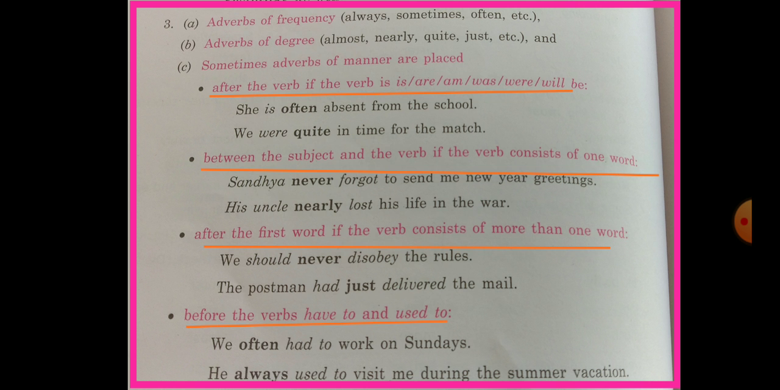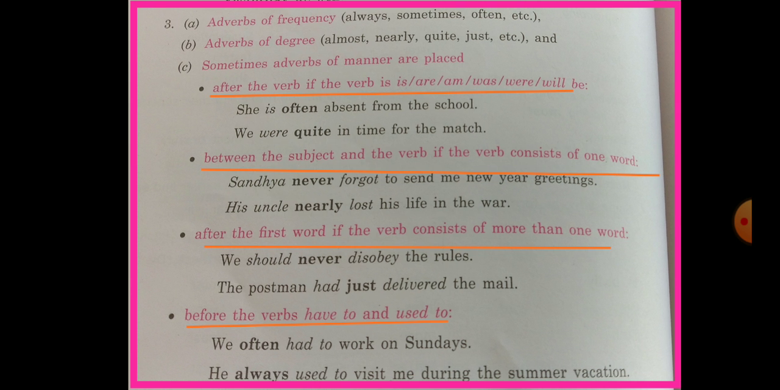Now sometimes adverbs are placed after the verb if the verb is am, is, are, was, were, will be, meaning if the verb belongs to be. She is often. So after is we have got an adverb. We were. After were, that is after the forms of be, we will get the adverb.